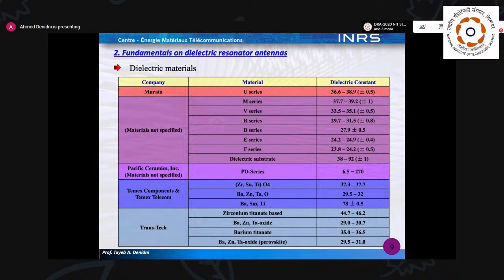The only issue is we don't have all values. We have some specific values, and from these a designer chooses the right value for him. This depends on the dielectric constant, and also the cost is not the same. And also the range of frequency for each material. Each company gives you a range of frequency, and it depends where we would like to design our antenna, for example at microwave or millimeter wave, or Ku band, and so on.